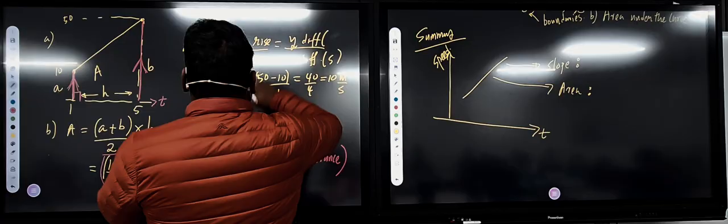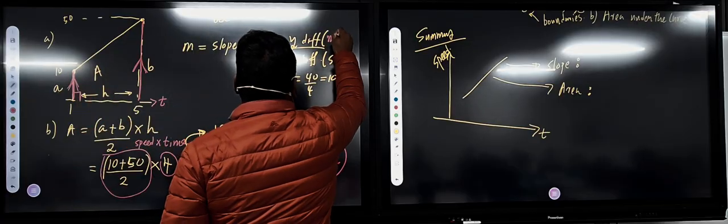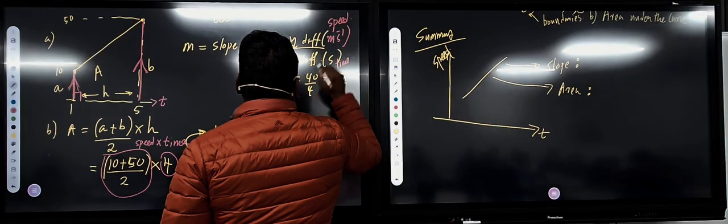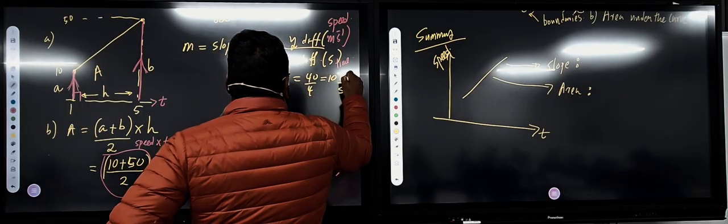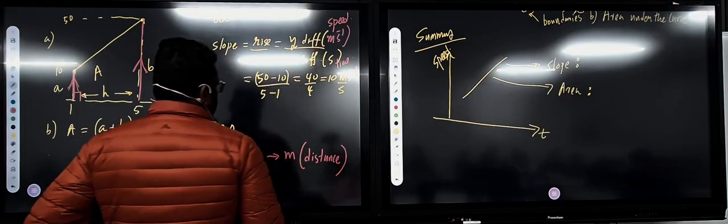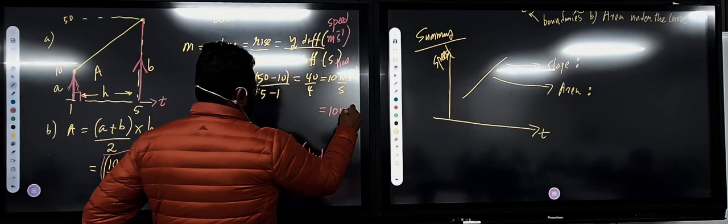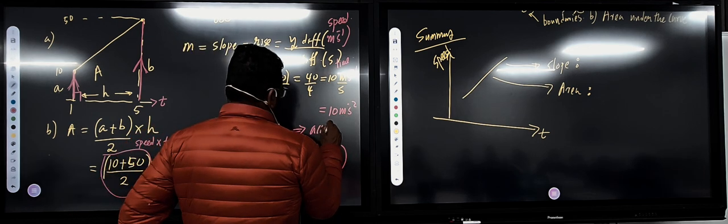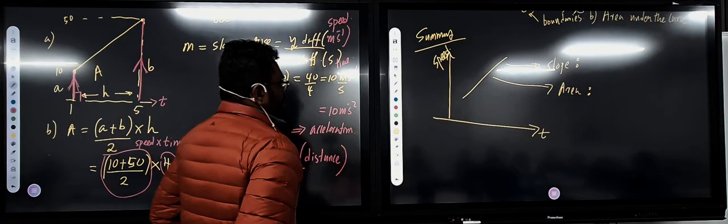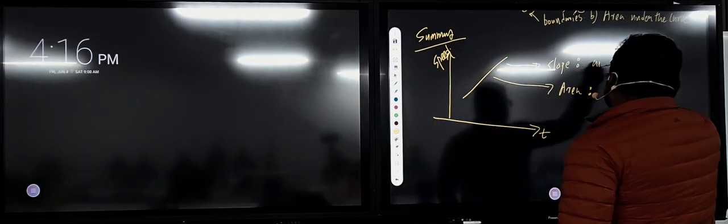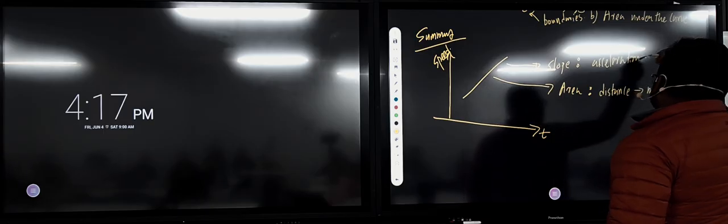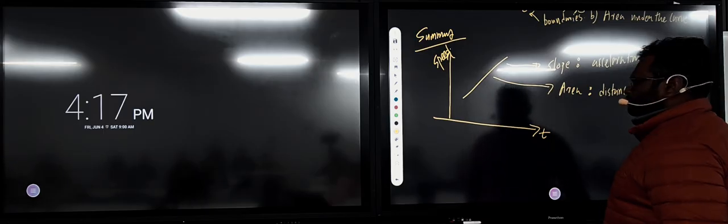The reason: y is ms minus 1, speed, and this is time. So it's going to be like this. This is going to be 10 ms minus 2. 10 ms minus 2 means acceleration. So slope gives you acceleration. Area gives you distance. Distance is given in meters. Acceleration is given in ms minus 2.